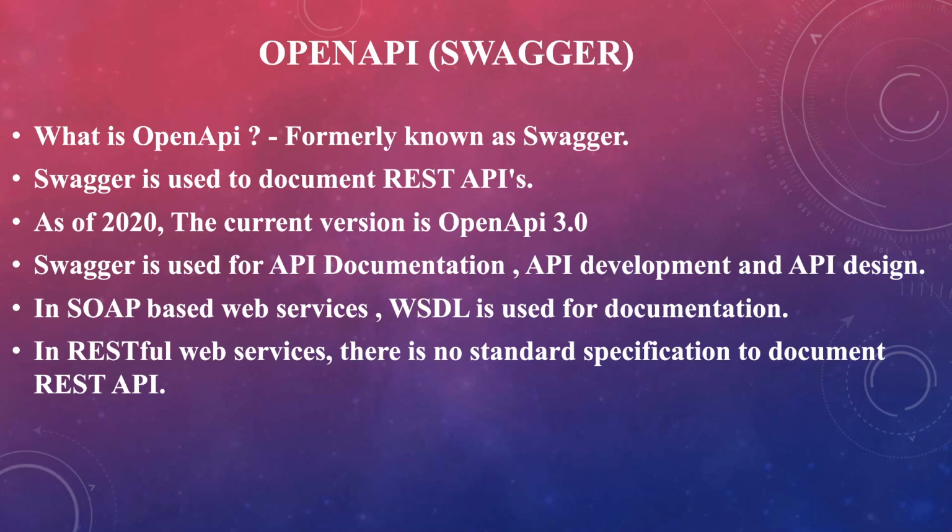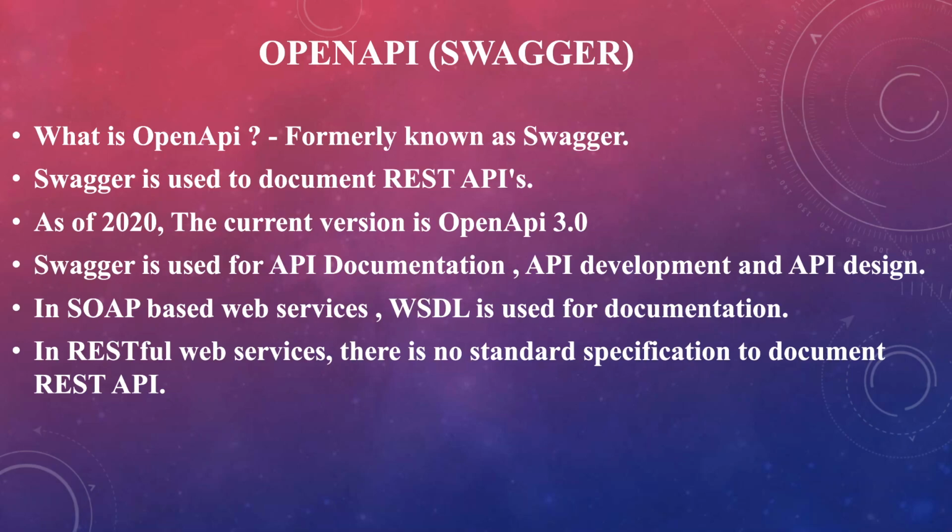As of 2020, the current version is OpenAPI 3.0. And Swagger can not only be used for API documentation, but it can also be used for API development as well as API designing. But mostly it is used for API documentation.